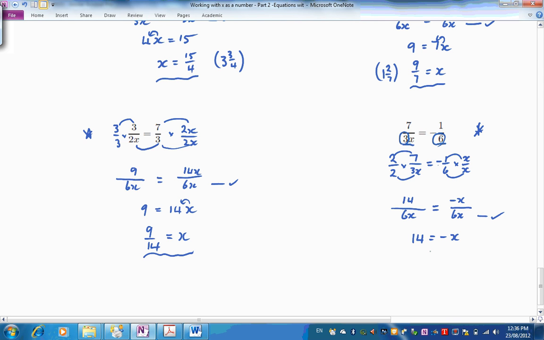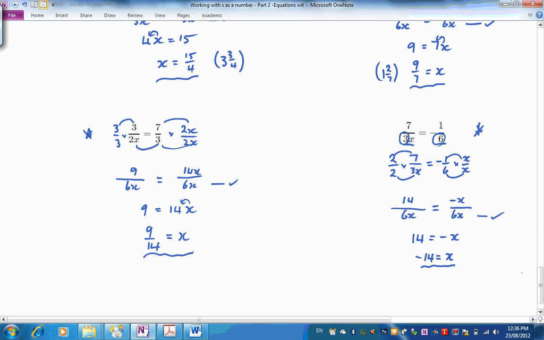14 equals neg x, multiplying both sides by negative 1 would make this a plus x. So x would be neg 14. So that's a lot of work. Hope you did well with that.